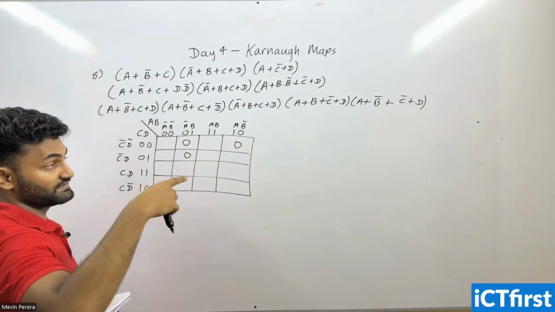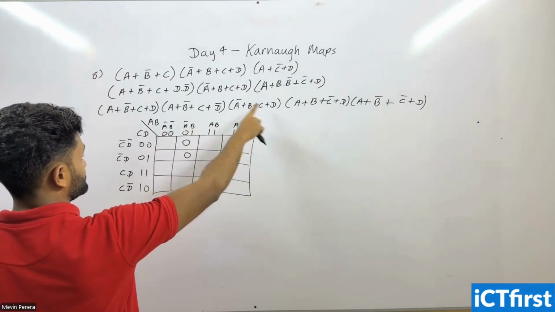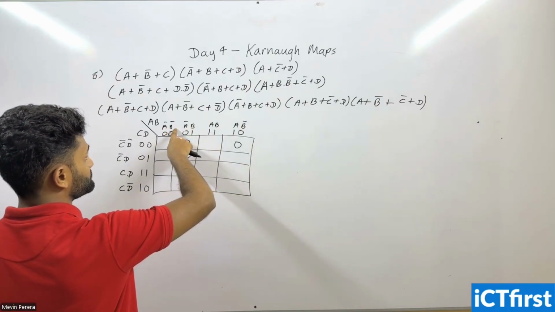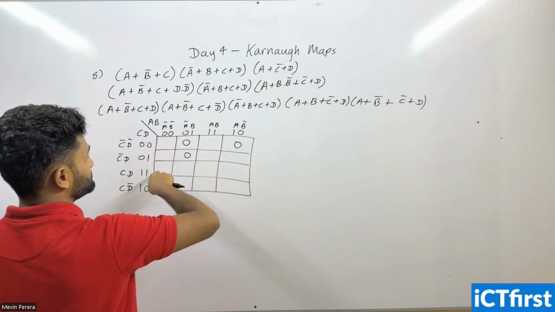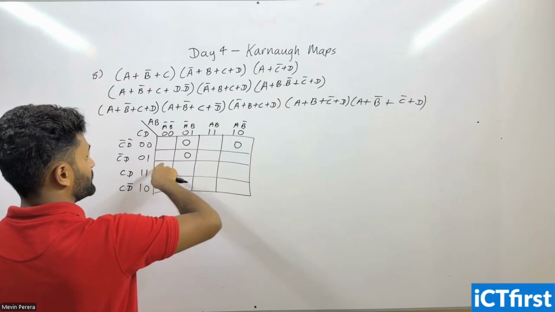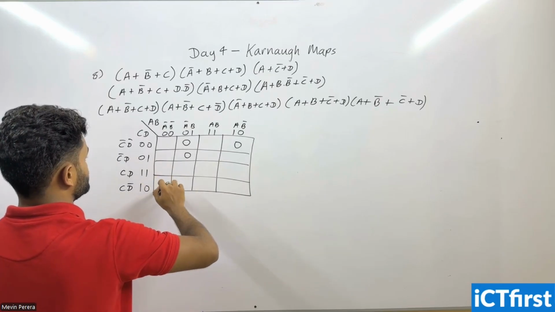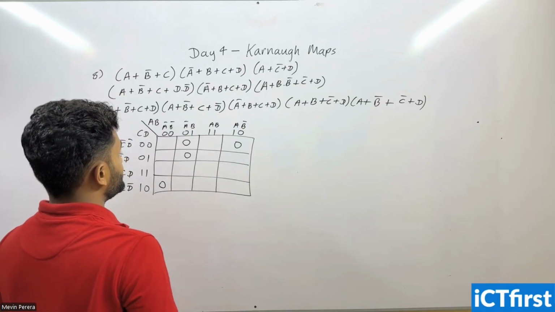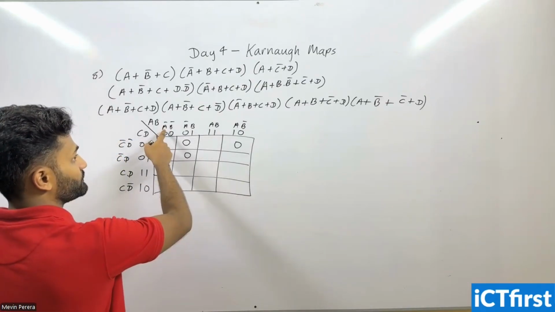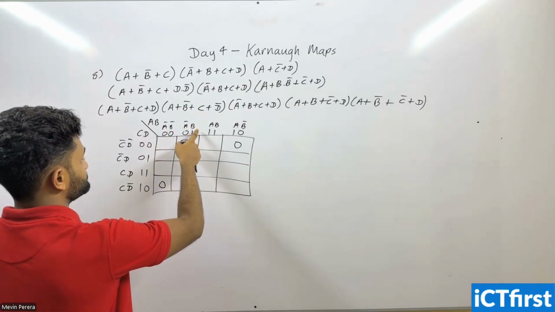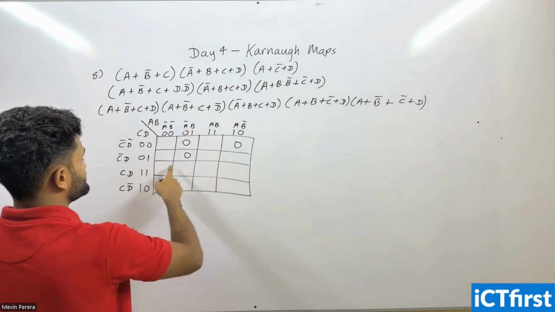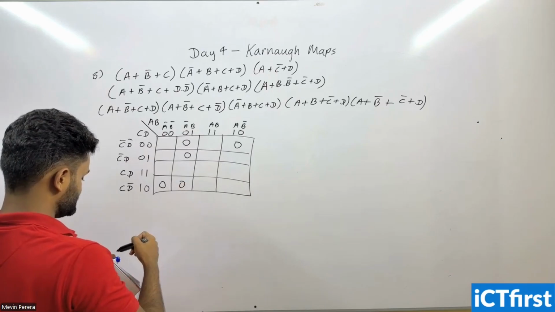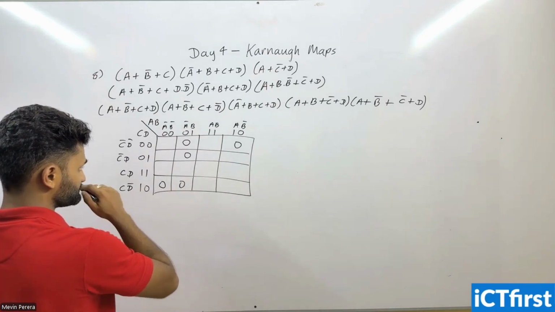We are taking the opposite, right? So A bar, then B bar, C and D bar, this one. Then A bar, B, C, D bar. So this one, this is the position.